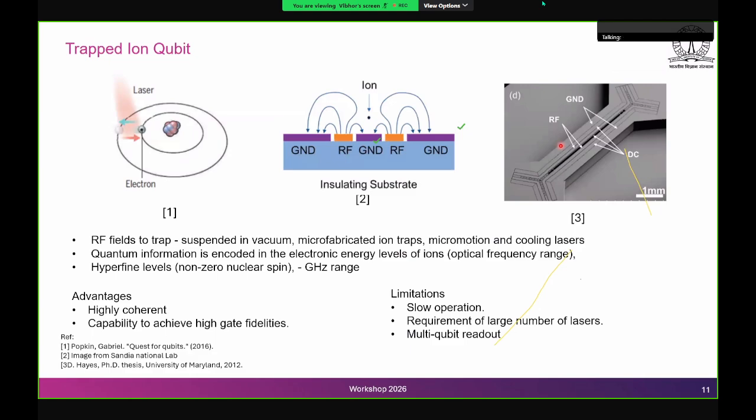There is another class, which is trapped ion qubits. You will be hearing more about them in the next talk, I believe. But the idea here is that you can have one electron knocked out from the atom, which leaves a net positive charge, and that can be trapped using microfabricated ion traps. By applying DC and RF fields together, one can trap an ion which has a certain type of electronic energy levels, and you can encode information in the electronic transitions, which will be of very high frequency.